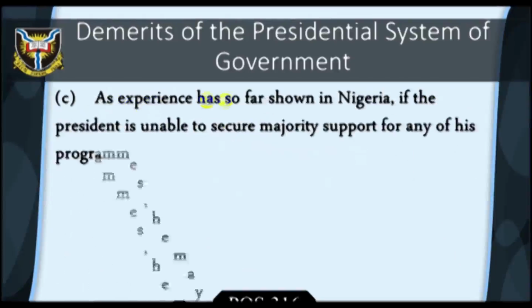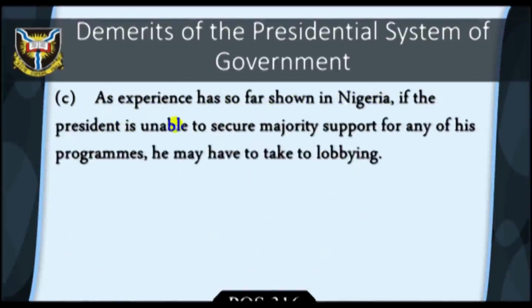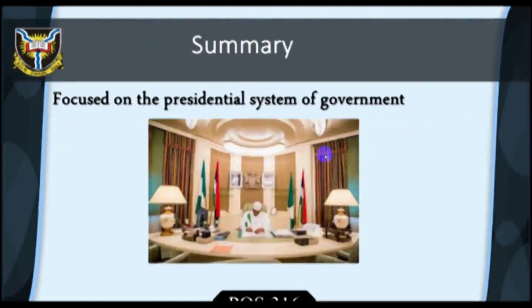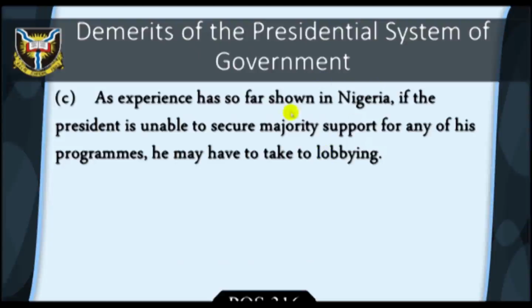3. As experience has so far shown in Nigeria, if the president is unable to secure majority support for any of his programs, he may have to take to lobbying. Meanwhile, unlike in advanced countries such as the USA, United Kingdom, and Germany, among others, where lobbying is essentially about consensus and compromise, money for bribery and corruption, as well as corruptive tendencies, are often introduced into lobbying in Nigeria. It should also be noted that even in the countries where lobbying is relatively cleaner and devoid of monetary or material inducement, it often leads to the abandonment of some lofty programs by the president, because lobbying generally involves give and take.